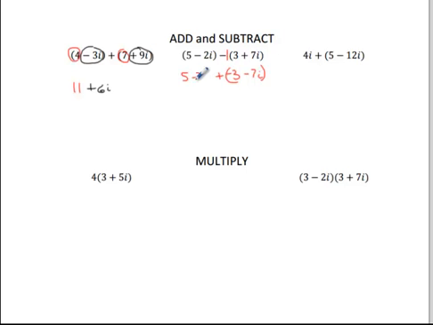5 minus 2i, and now just like last time, real added to real: 5 added to a negative 3, and I get a 2. A negative 2i plus a negative 7i is a negative 9i. Add two negatives together, the absolute value of that negative just gets larger. Negative 2 plus a negative 7 is negative 9. Attach the i's.